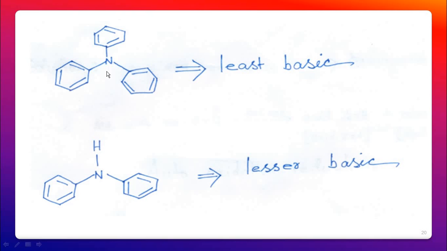Let's compare triphenylamine and diphenylamine. In triphenylamine, 3 phenyl groups are there, so the nitrogen lone pair can be delocalized over 3 phenyl groups. In diphenylamine, the nitrogen lone pair is delocalized over 2 phenyl groups. In triphenylamine the nitrogen lone pair is least available for protonation, so it is least basic. Now if you compare these two, diphenylamine is more basic than triphenylamine.